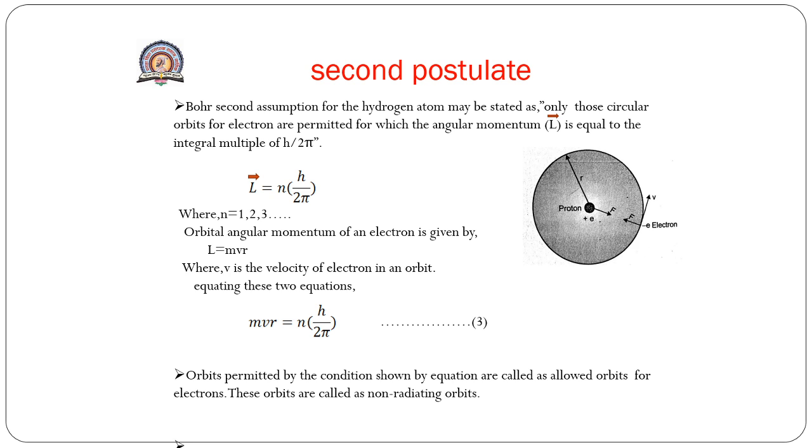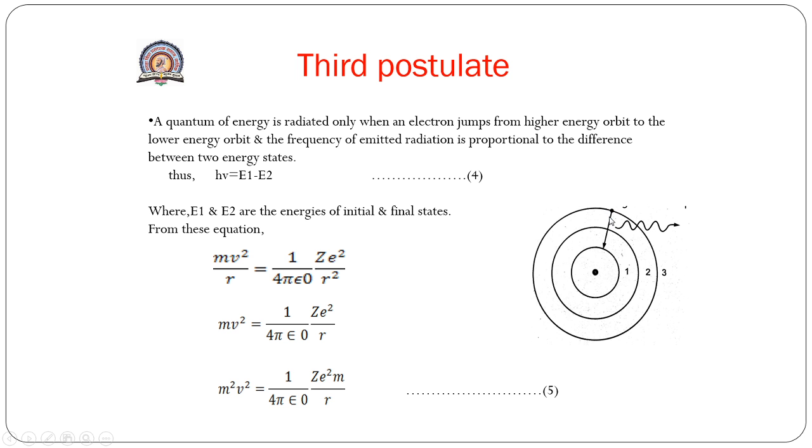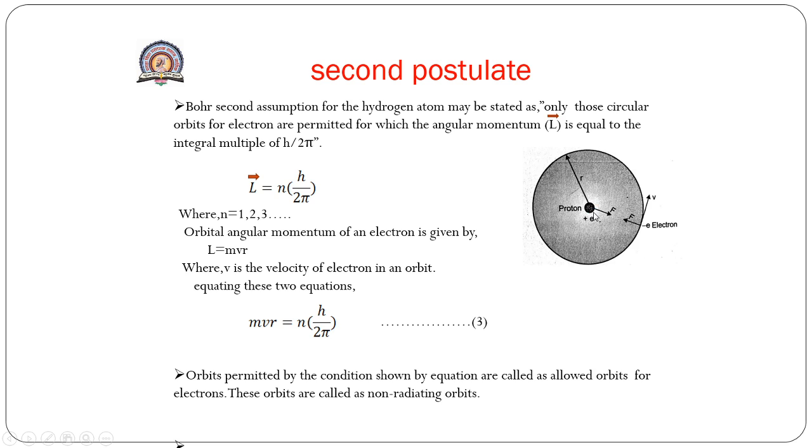The second postulate. Suppose here I have drawn a diagram. Suppose a species having mass m, its radius is r, is moving along the tangent and its velocity is v. Now we have to write the angular momentum. Angular momentum is a vector quantity. It is quite similar to linear momentum.